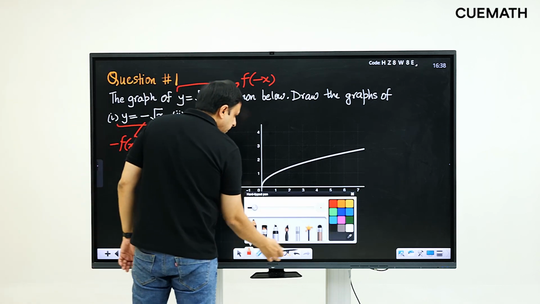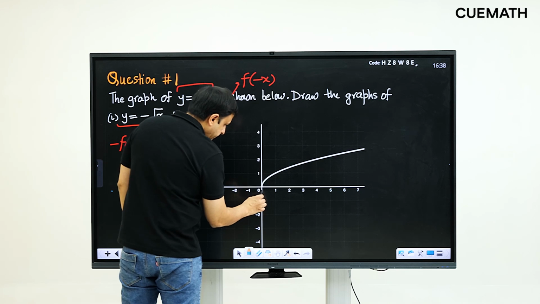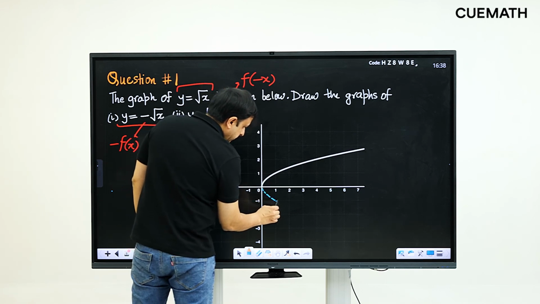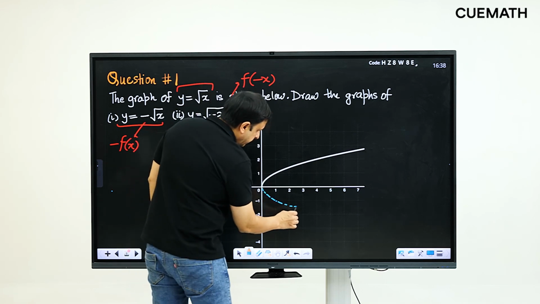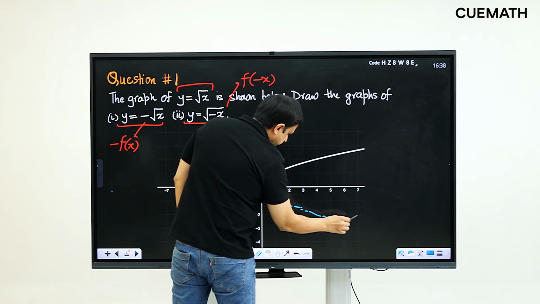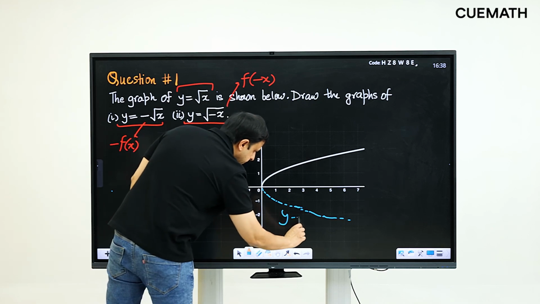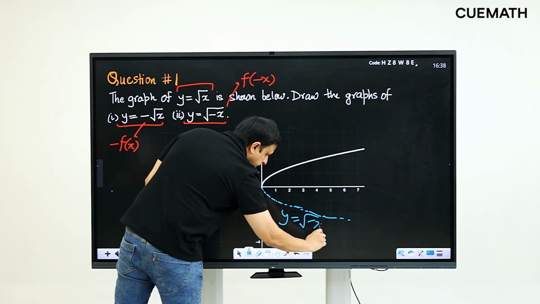So, let us quickly do that. Let me reflect the graph in the x axis. So, I should get something like, let me try and be a bit accurate. So, something like this, and this would be the graph of y equal to minus root of x.